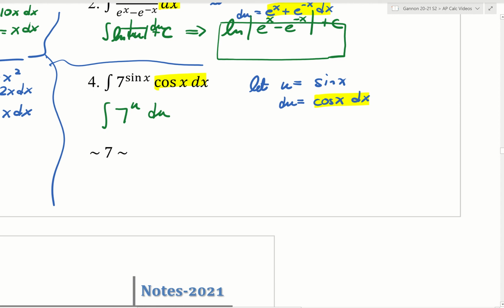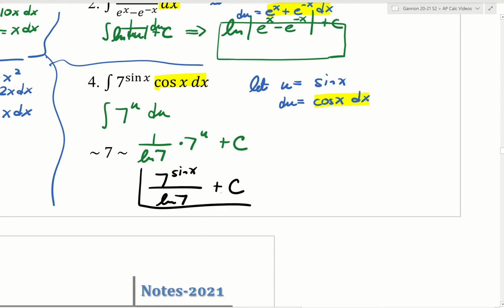All we've got to do is apply the rule for integrating exponentials. So it's 1 over the natural log of the base times the function plus c. And then resubstitute sine of x back in for u. 7 to the sine of x over ln of 7 plus c.